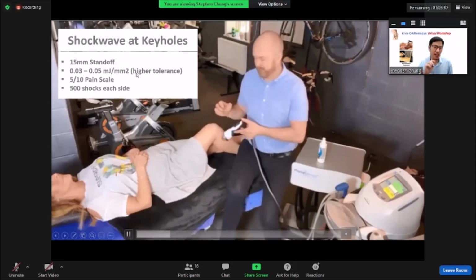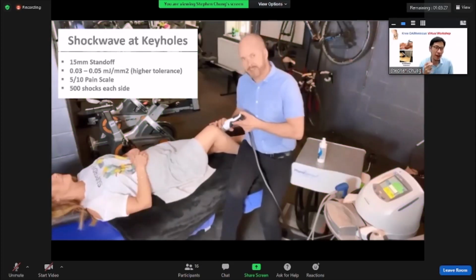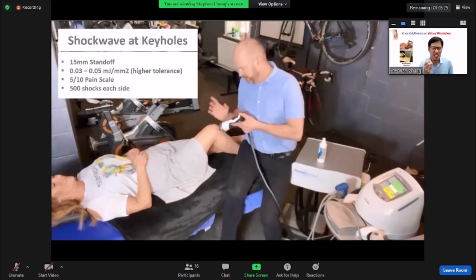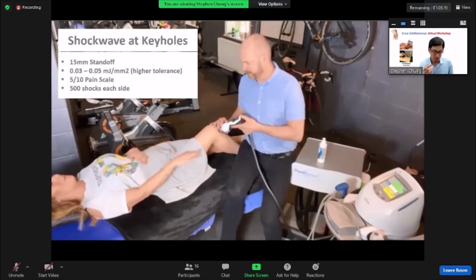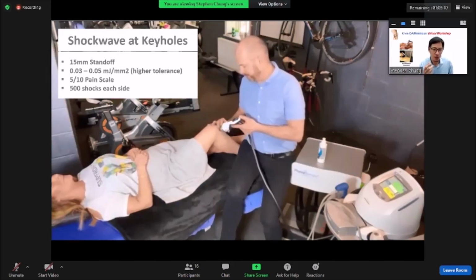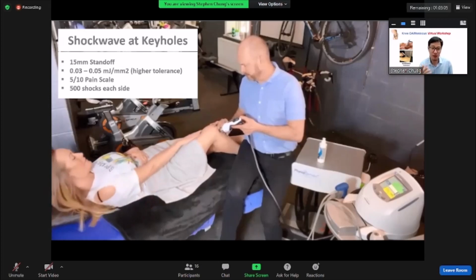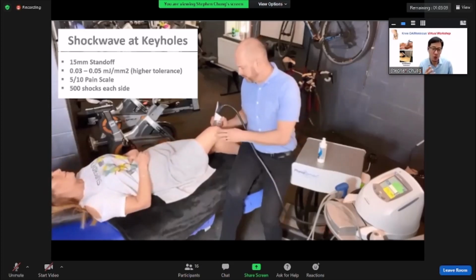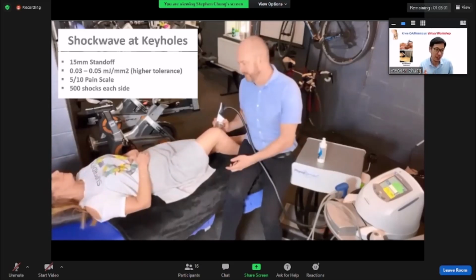However, because those areas will be more fleshy, the patient can easily build up higher tolerance compared to the joint line, which is very near to the bones. So they can easily build up 0.2 to 0.3 millijoules at the first section. So bear in mind to ask for the pain scale, 5 out of 10. Always address for 5 out of 10 pain scale, no matter which area you are addressing. All right, so both sides, 500 shocks.